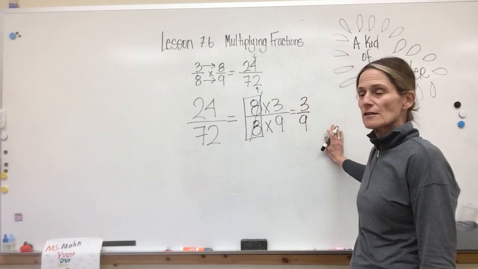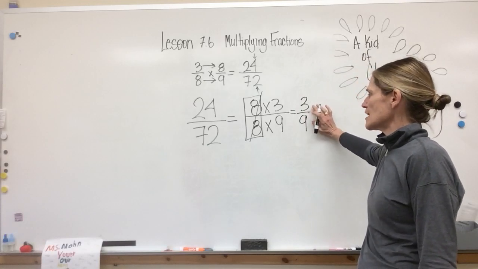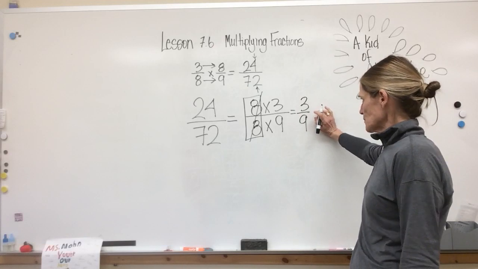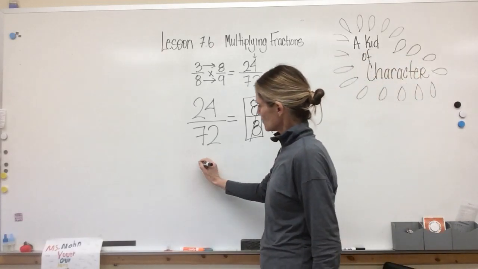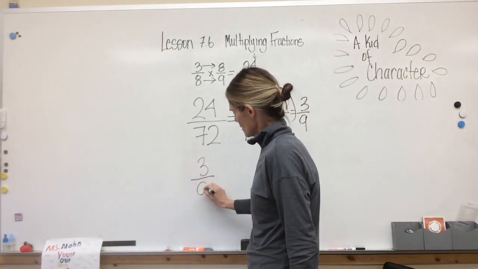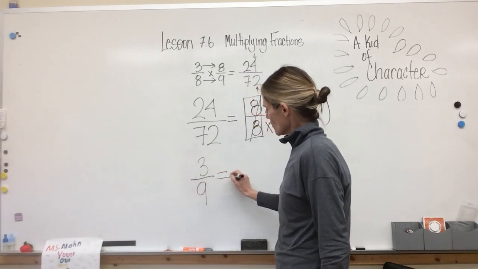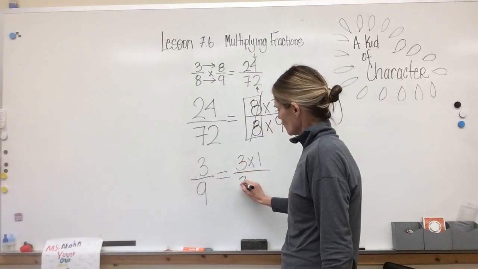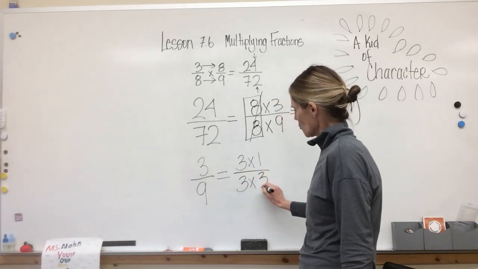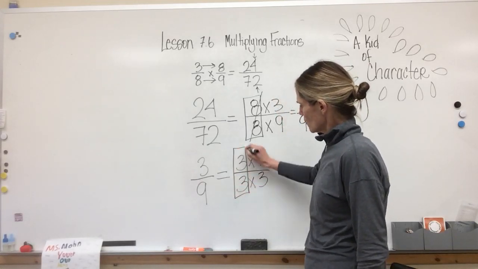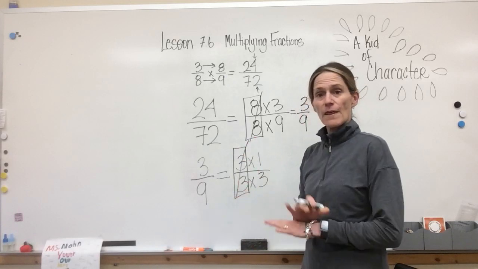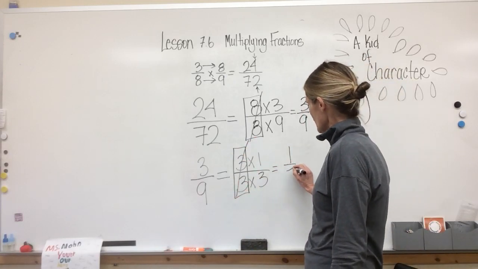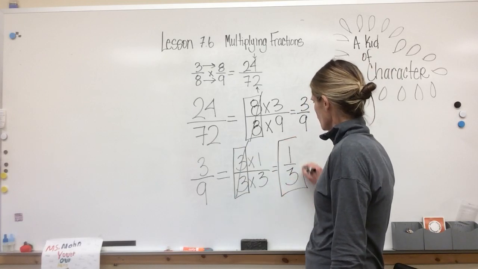3/9. But I still know that 3 and 9 have common factors. And so I'm going to write it down here so we can see it nice and big. 3/9 is the same as 3 times 1 over 3 times 3. Once I see those 3s together, they go away, and I'm left with my answer of 1/3.